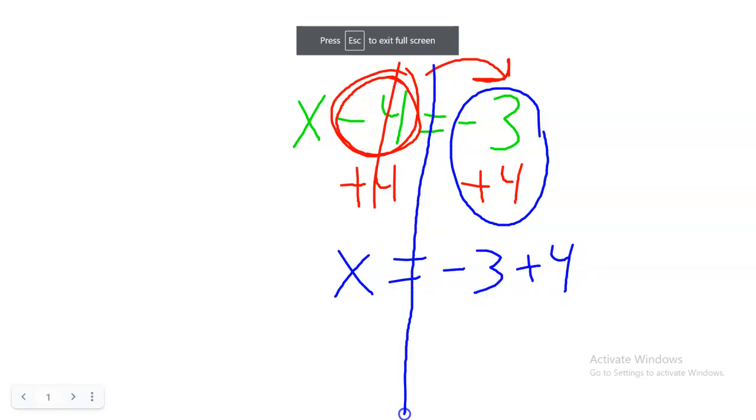And I'll do this. So -3 plus 4 is equal to 1. Okay, so I used algebra to prove what my x is. Okay, now let's do one that looks a little bit different. So now I've got 2 times x is equal to -3.